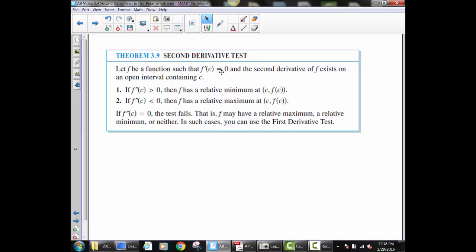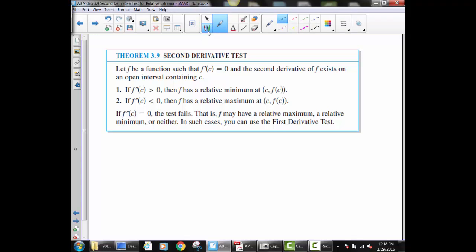If that's true, and if the second derivative is positive, then f has a relative min at c. If the second derivative is negative, it has a relative max. If the second derivative is 0, the test fails. That is, f may have a relative max, relative min, or neither. In these cases, you're going to use the first derivative test. So basically, this is what we have going on.